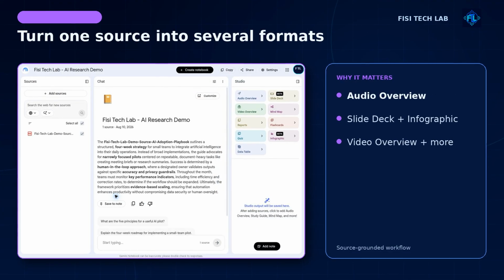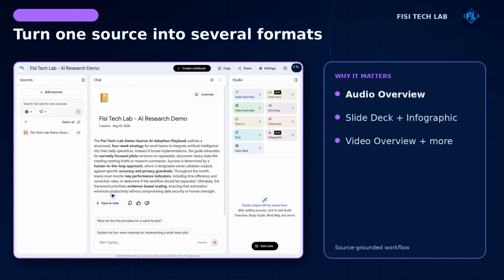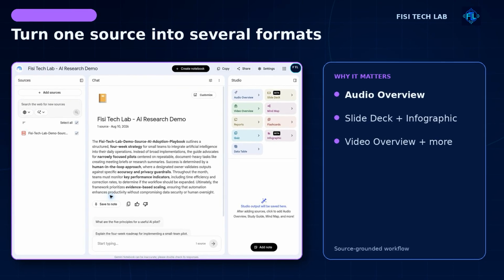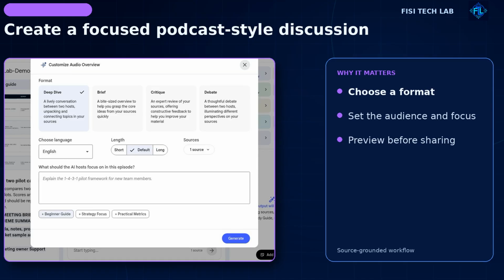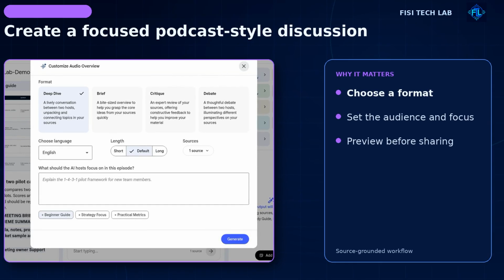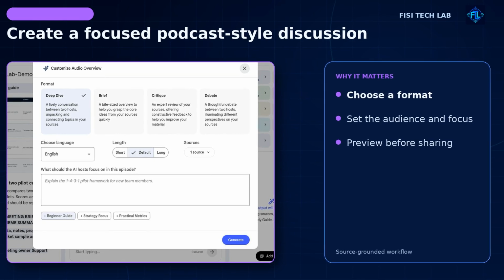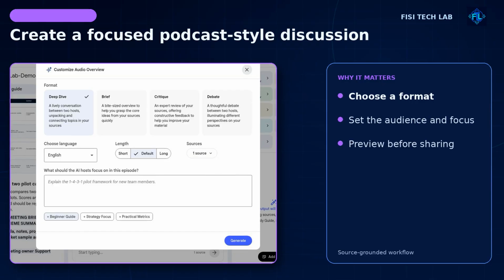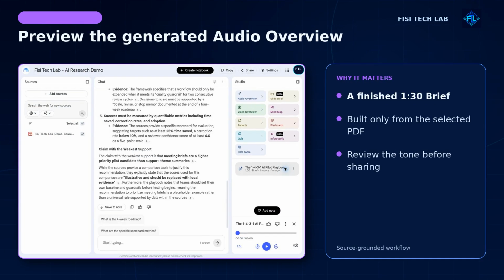If your notebook has several sources, use the source checkboxes to control the answer. Select only the documents you want included. This is useful when you need to compare 2 reports without bringing every other file into the response. Now open the Studio area. This is where one source becomes several formats.